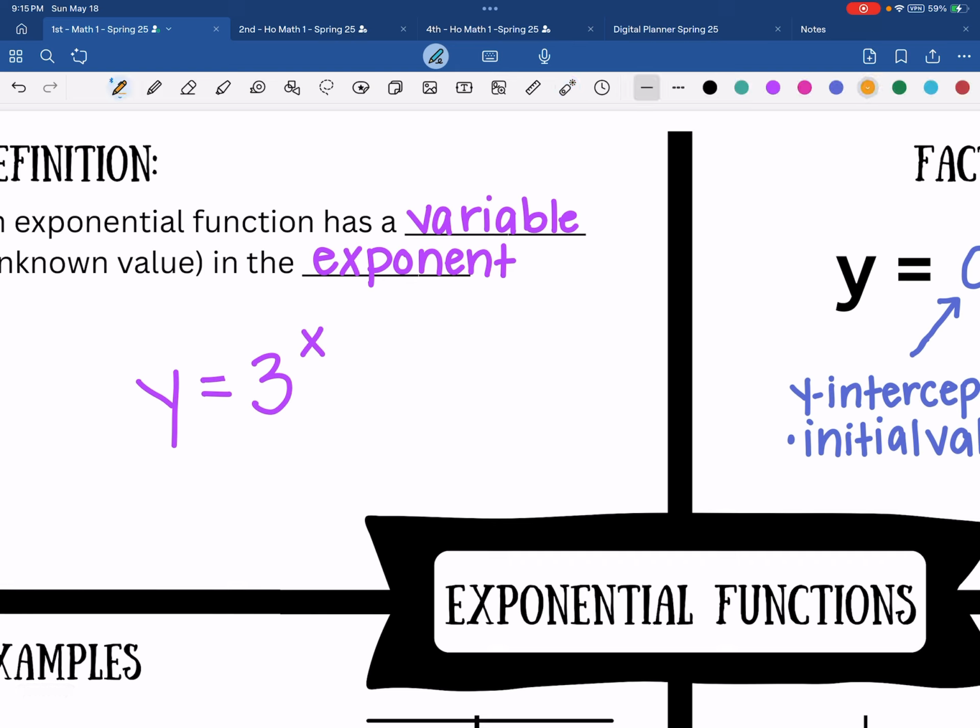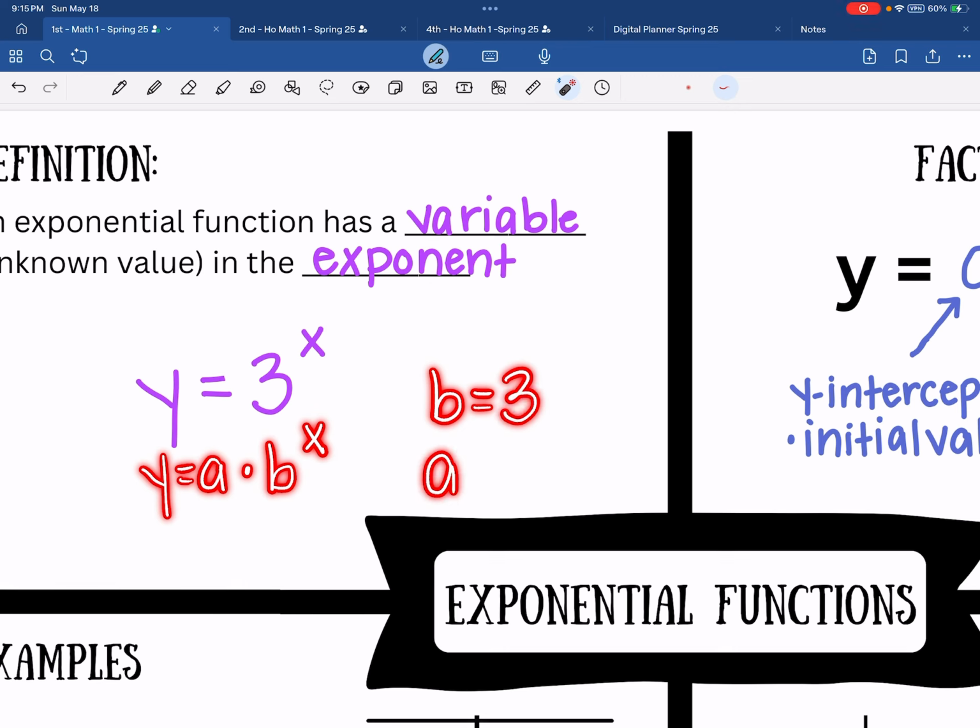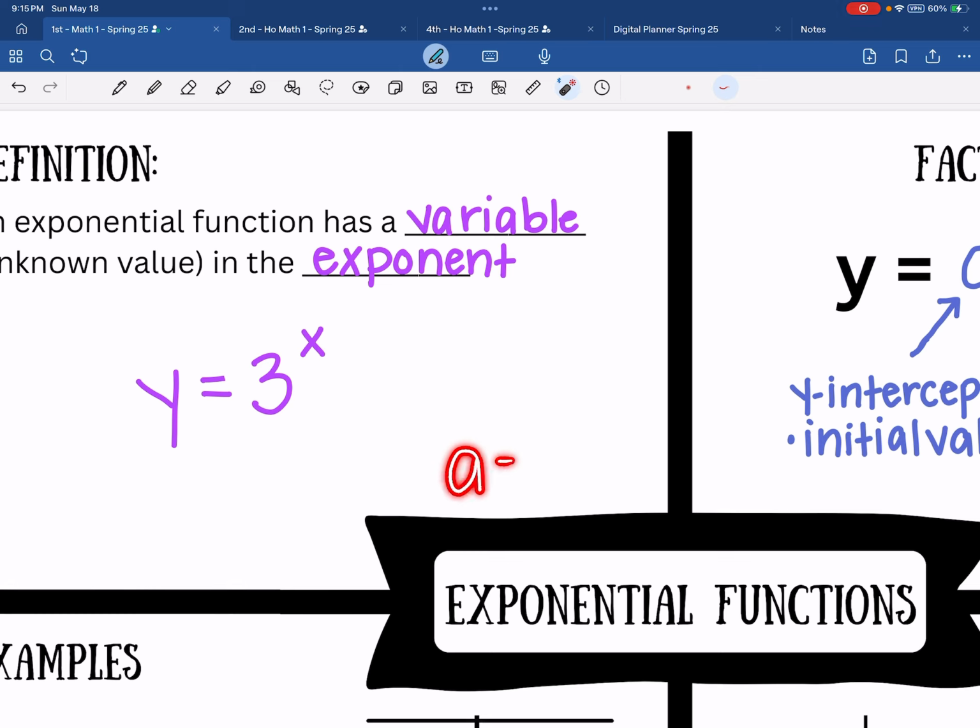Now if you notice in this original problem, there was no a value here. So normally we would say y equals a times b raised to x. So the base in this problem is 3, but what is the a value? When we look at the a value, there's nothing here. Okay, there is something there, and it will always be a 1. You can't multiply by 0 because anything times 0 equals 0. So whenever you don't see an a value, your a value is automatically 1.